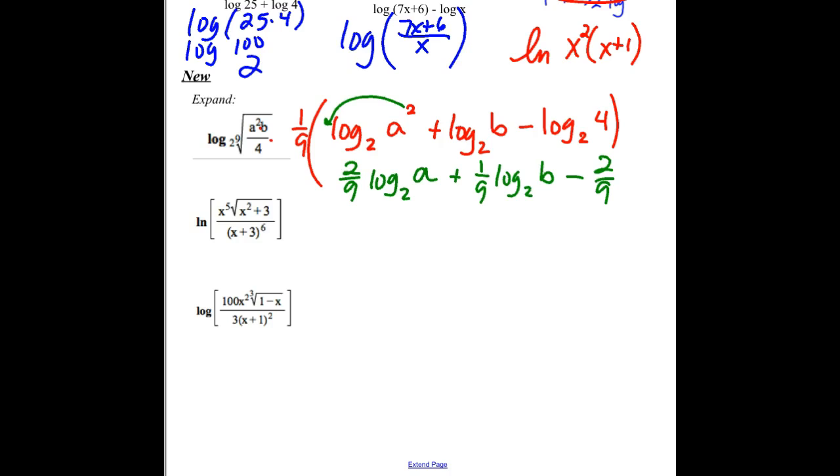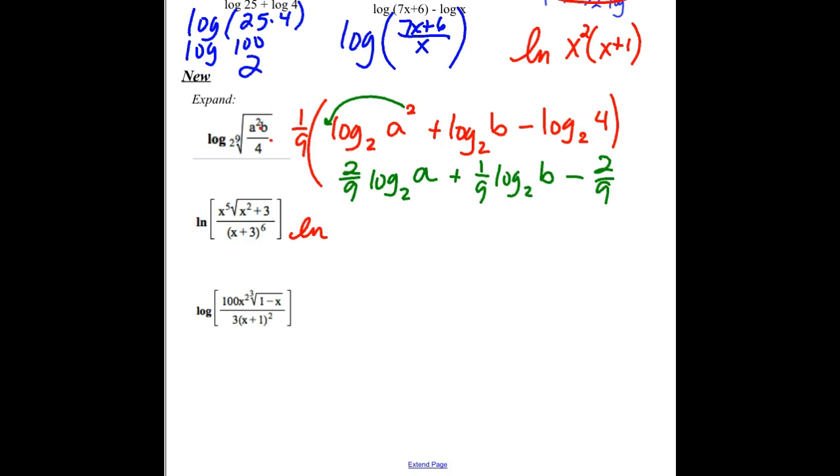Next one. Again, we have multiplication, we have powers, we have division. Let's see what we can pull apart all in one step. And I'm perfectly fine with you taking multiple steps if that makes it easier for you. Okay?